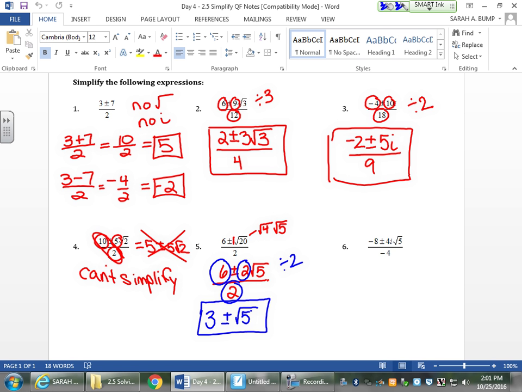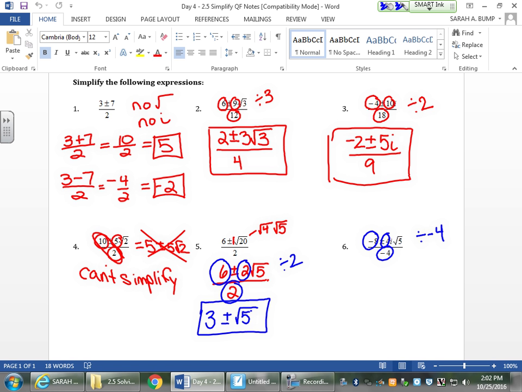Number 6, anytime the denominator is negative, I suggest that when you are looking for your common factor that you divide by a negative number. So looking here, we're going to go ahead and divide them all by -4. So 8, 4, and 4 are all divisible by 4, but because the denominator is negative, not because the numerator is negative, I'm going to divide them by -4.